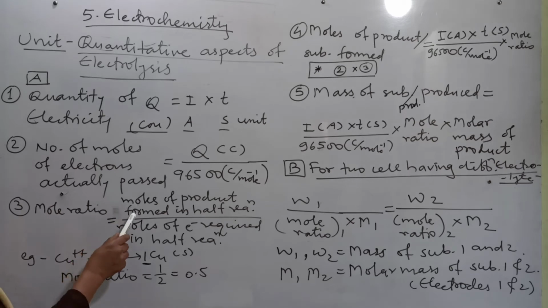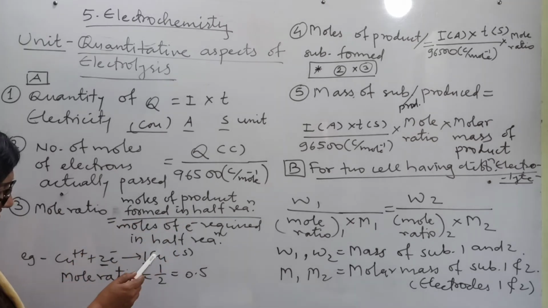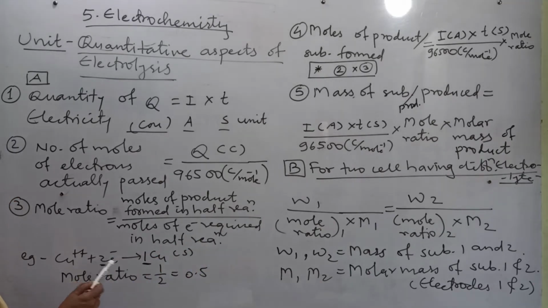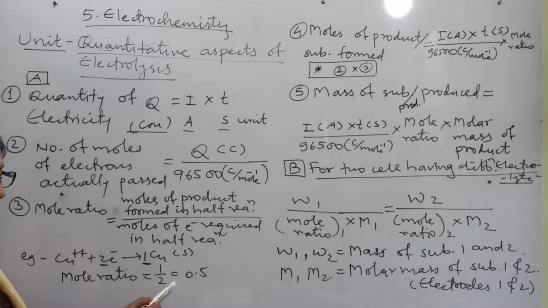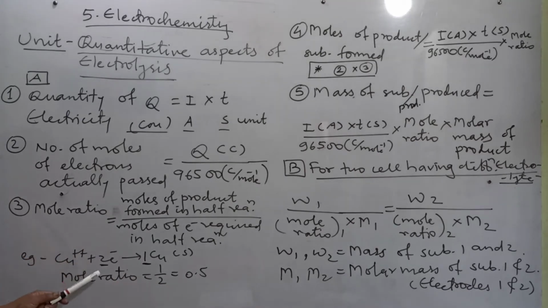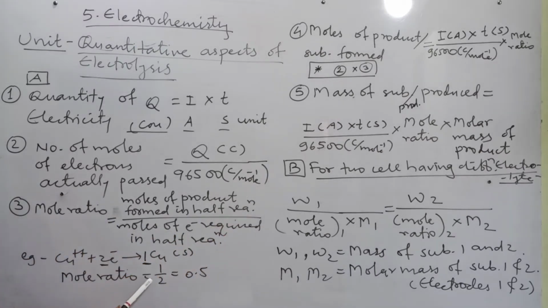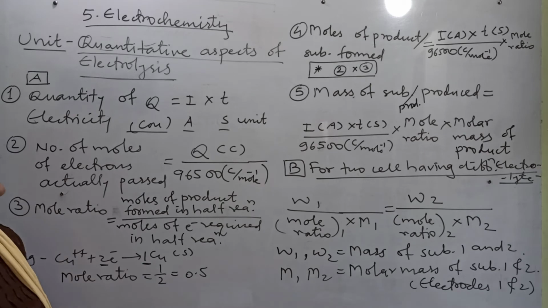Here, as per this formula, moles of product formed. This is the product. How many moles? 1. Moles of electrons required. How many electrons required? 2. Therefore 1 divided by 2 equals 0.5. This is actually the calculation for the mole ratio. The formula is large but the calculation is very small and simple.